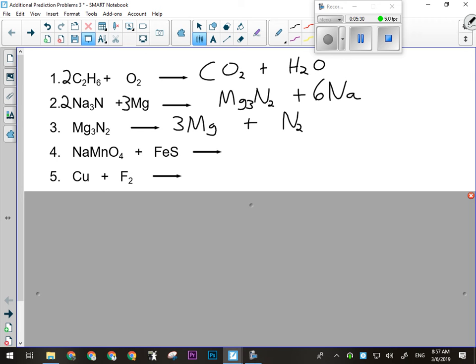All right, so I'm going to have how many carbons here? How many? 4. Okay, so I've got 4 here. All right, 2 times 6 is 12 hydrogens. 6 times 2 is 12 hydrogens. And now I can look at my oxygens. I have 8 oxygens in the carbon dioxide and another 6 in the water for a total of 14. 7 times 2 is 14. Okay.